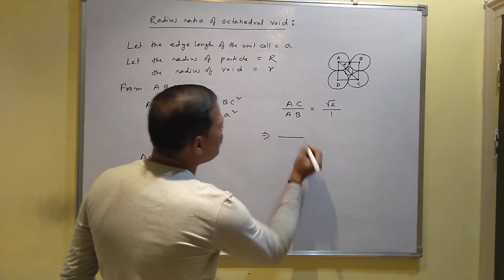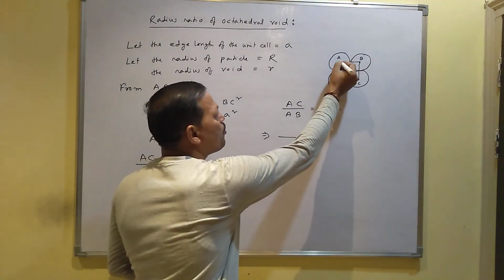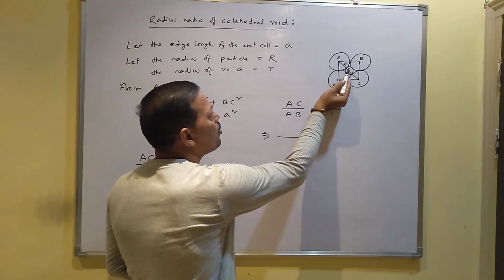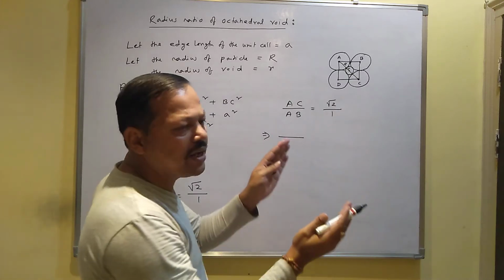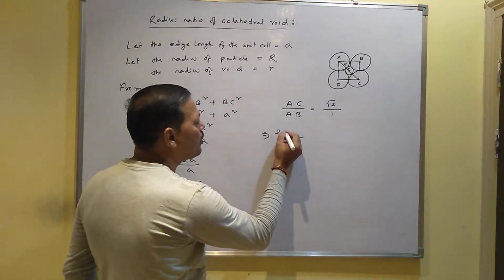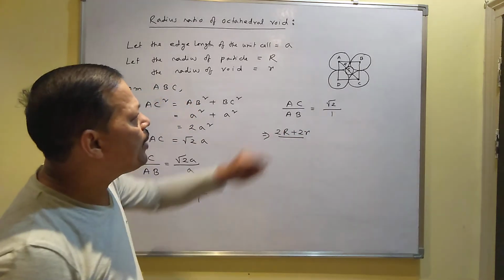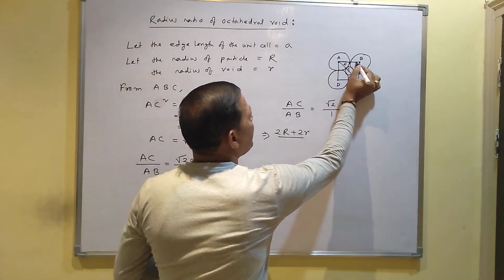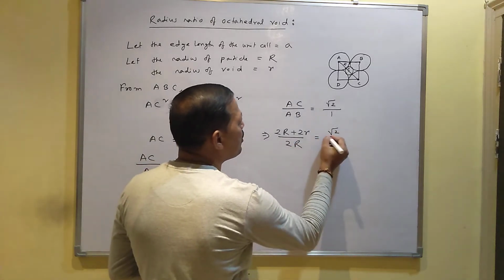Now, in terms of radius, what is AC? You know AC means from this point to this point. This is one capital R, this is one smaller r, here another smaller r, here another capital R. It is the combination of two capital R and two smaller r. That is why you can write 2 capital R plus 2 smaller r divided by AB. AB means what? This is one capital R, this is another capital R. That means you can write twice capital R. This is equal √2 by 1.